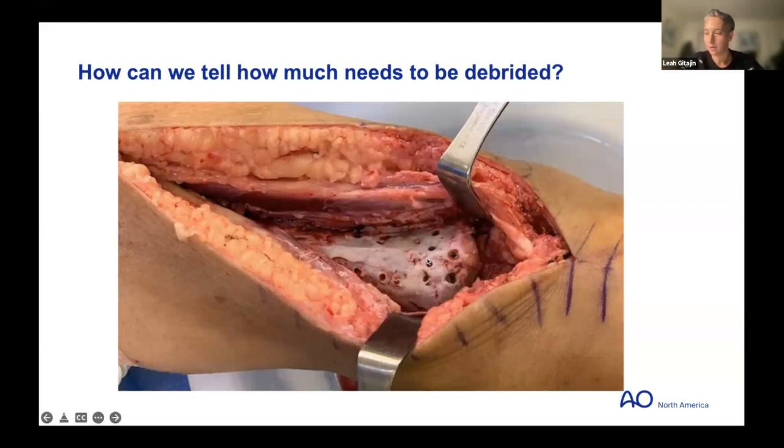But aside from pulling out a burr and burring back until it's bleeding, we don't really have a good way to quantify this or understand how much needs to be debrided. And we ideally want to be precise about this, because if we debride too little, we think the infection won't get better. It's going to come back. But if we debride too much, we make our reconstructive challenges harder. So if we can optimize this, it would be good for us and for patients.